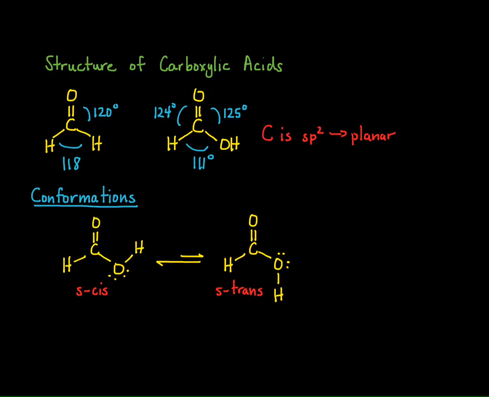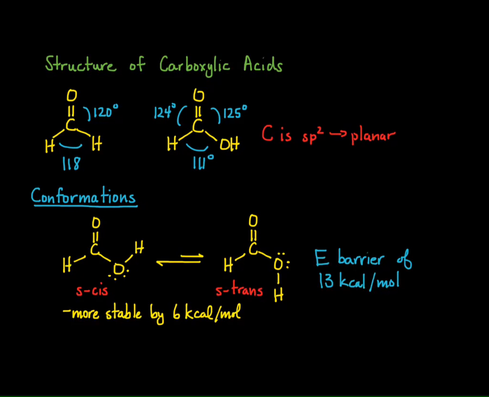Very similar to when we were looking at conjugated dienes. It happens that there's actually an energy barrier to go from the S-cis to the S-trans, and that energy barrier is 13 kilocalories per mole. And so with my equilibrium arrows, I'm showing you that the S-cis is actually more favored, by about 6 kilocalories per mole.